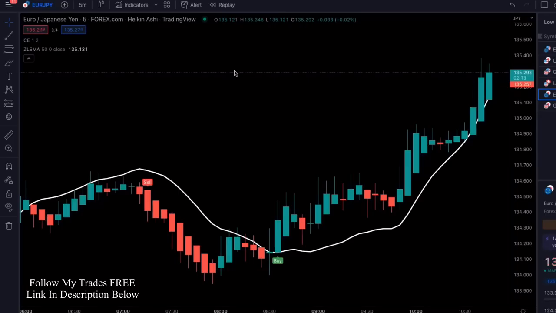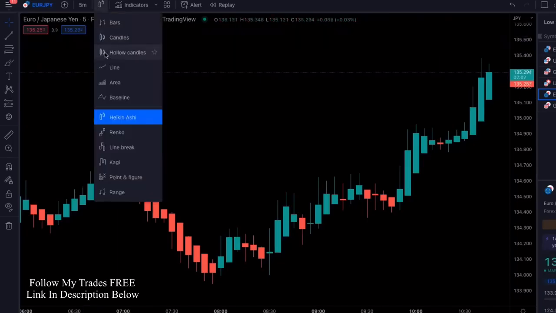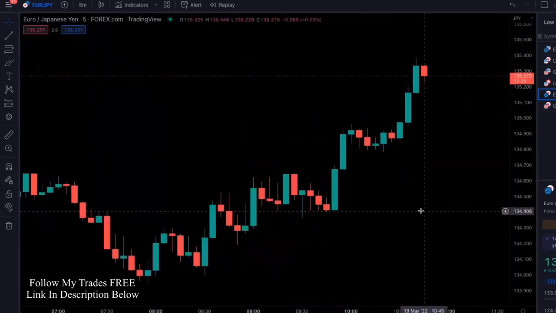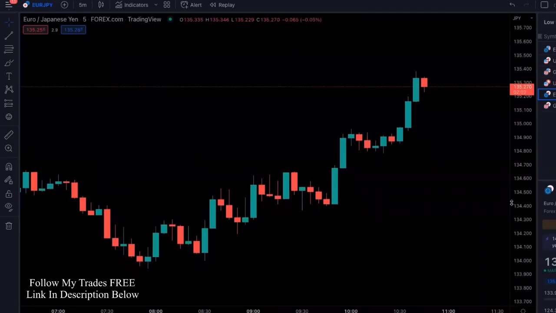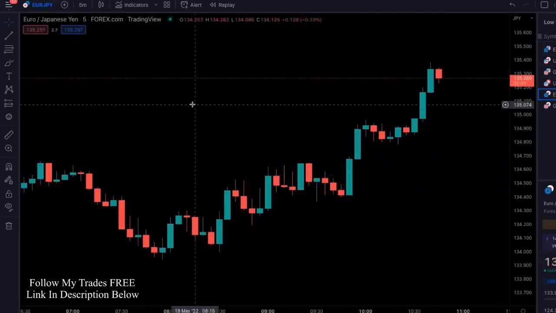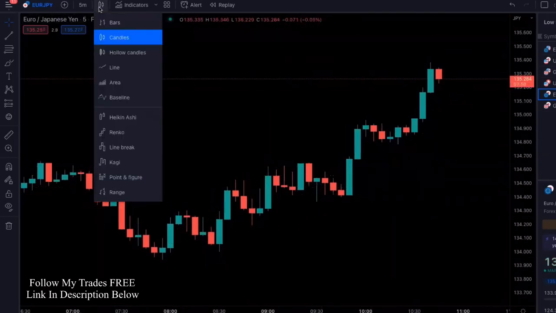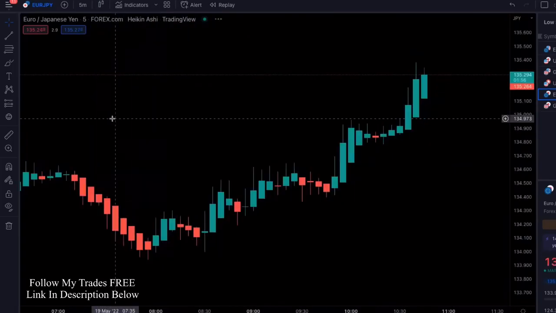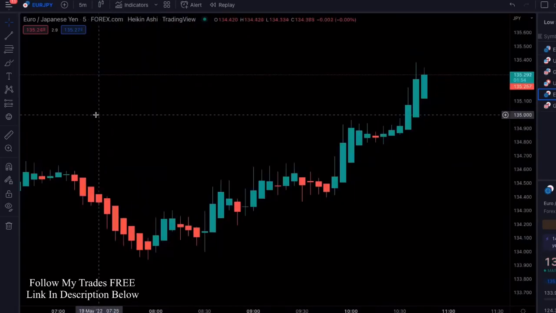So when you get into TradingView, your chart's not going to look like this. So let me X out. All right, this is what your chart's going to look like. The first thing we're going to do is change the candles to Heikin-Ashi candles. And then we're going to add a couple of indicators to this.